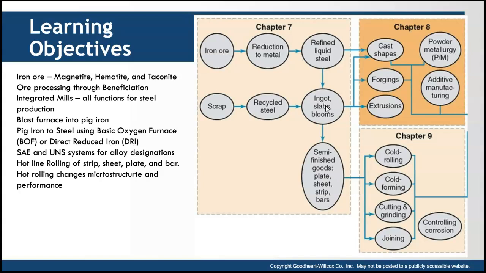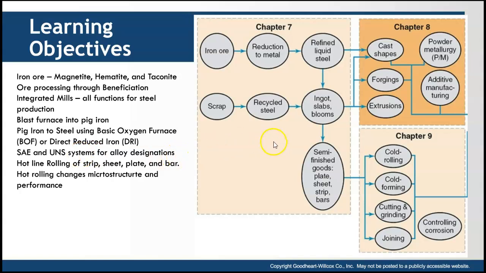So we mentioned the integrated mills, how they have all functions of steel. We talked about the blast furnace, basically at this stage turning it into pig iron, that we use the pig iron in the steel. Then we go into the basic oxygen furnace or direct reduced iron. Most of the recycled steel is being done through a direct reduced iron furnace, or DRI furnace here. We mentioned the nomenclature and the naming system for different types of alloys. So if you're not familiar, make sure that you understand the SAE and UNS system.